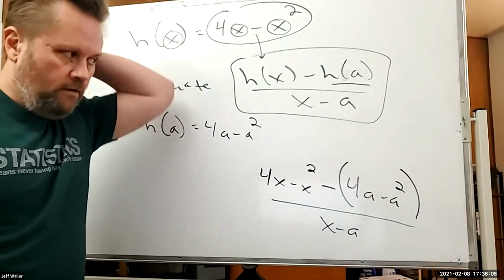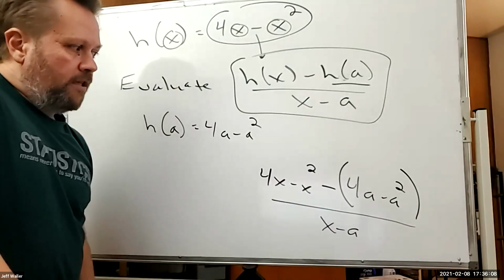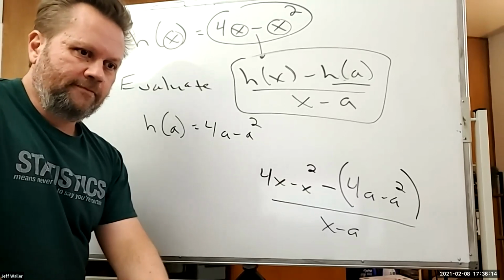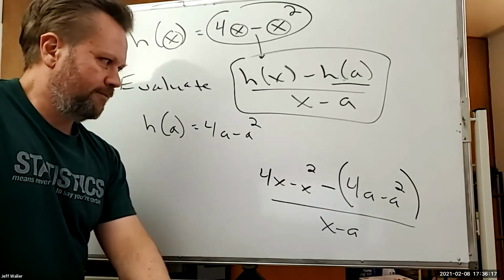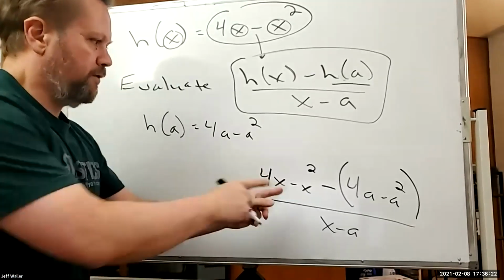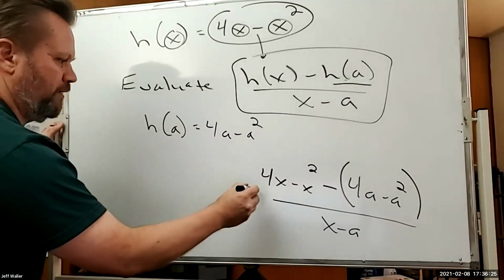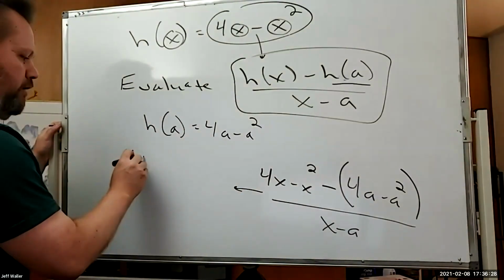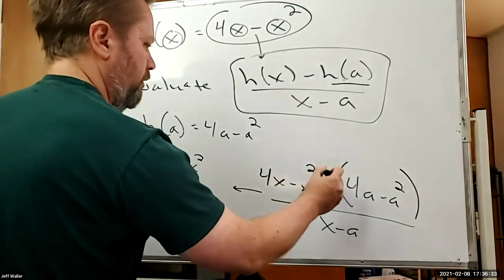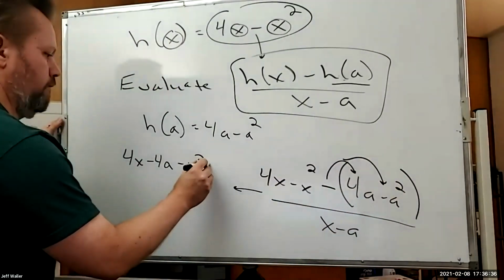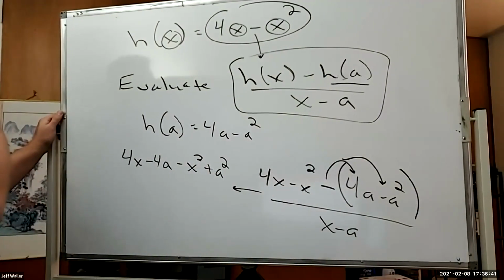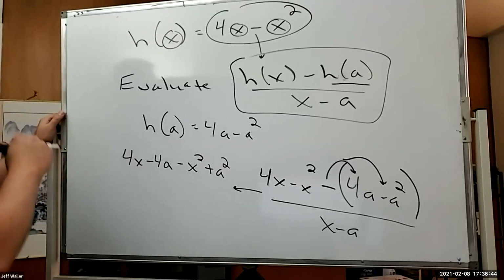All right. And then believe it or not, this will factor. Believe it or not. I'm not joking. So what I would do is I would rearrange this a little bit. So let me work this way. I'm going to rearrange this a little bit. 4x minus 4a minus x squared. Let me see if you guys are cool with this, right? Is that the best way to do this? Yes. Yes, okay.